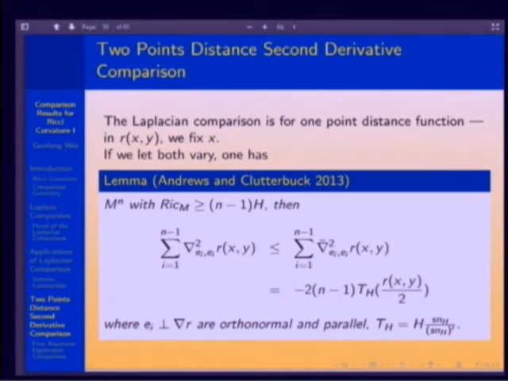So what is the difference? The Laplace comparison is about the distance function, where we fix one point and only one point changes. Here you let both points change.